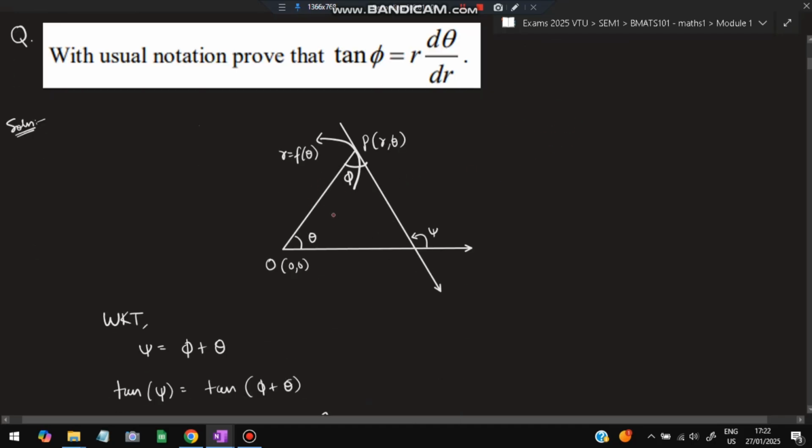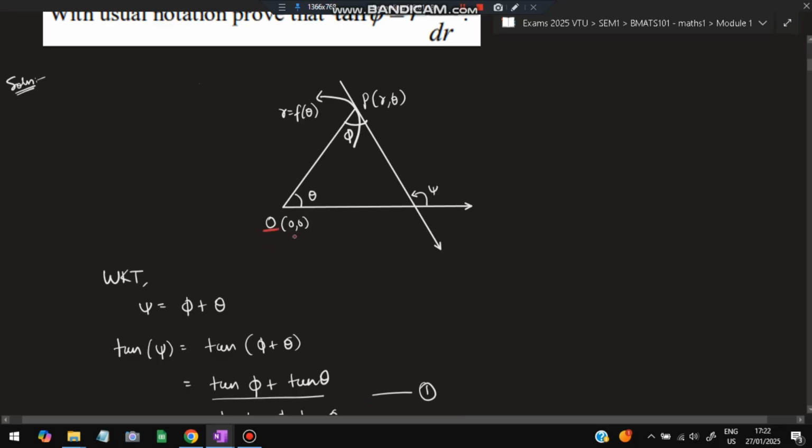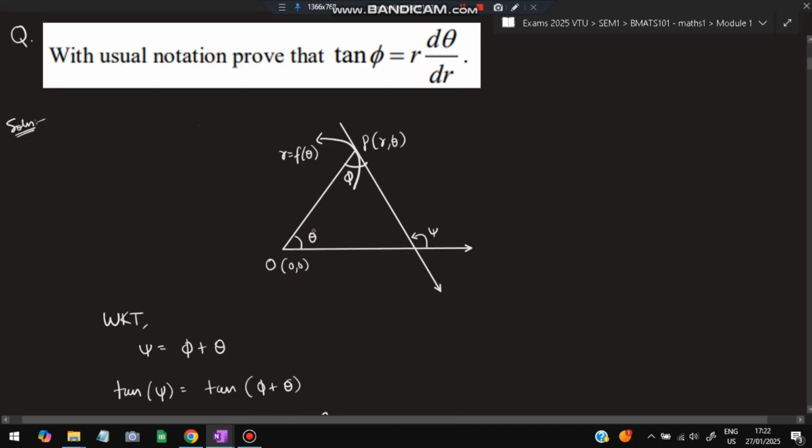So here is the diagram you need to make. All you have to do is make an angle theta here and draw a line like this. After that, mark this point as O, the starting point (0, 0), and this angle will be known as theta. Then draw another line, which will be the x-axis at this point, and this angle will be psi. The phi angle will be made between this line and this line. The point present here is P, which is called (r, theta), and there is a curve passing through this point which will be called r equal to f of theta. So we have to prove tan phi is equal to r d theta by dr.